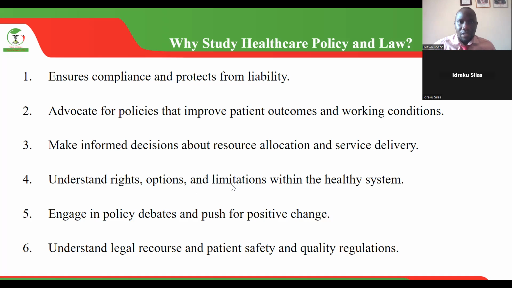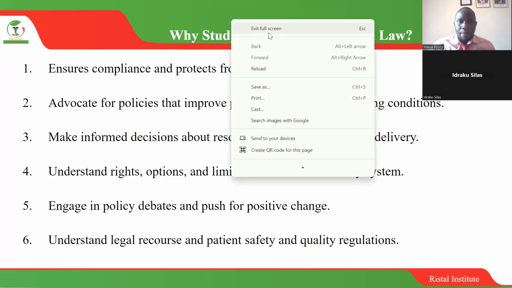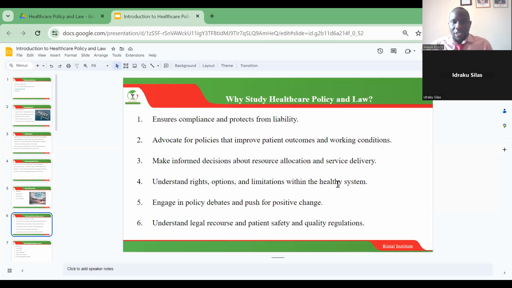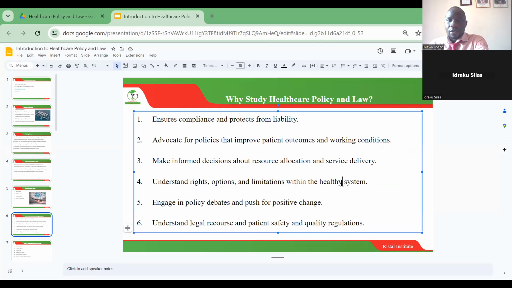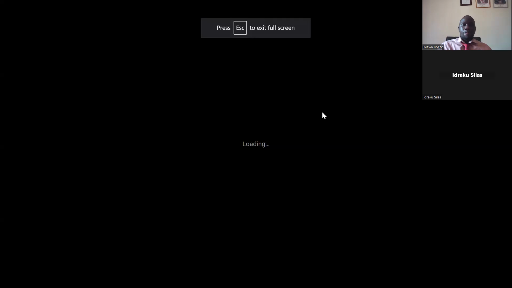So there's this error here. Let me try to eliminate it. It's not health system, it's just health system. Okay. Just as it loads.